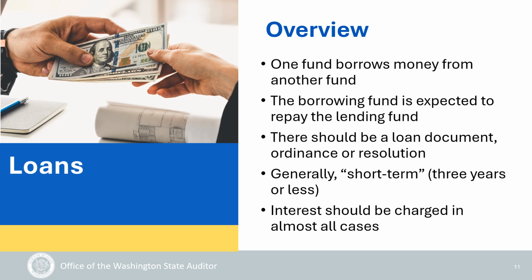I mentioned that the interest rate should be included in the loan document. That's because interest should be charged in almost all cases. In Washington state, we have a state law that says one fund cannot benefit another. And if one fund lends another fund money without charging interest, the borrowing fund has benefited, while the lending fund lost out on interest revenue they could have earned if they invested that excess cash instead of lending it to the other fund. Now that we know what an interfund loan is, let's look at the accounting.